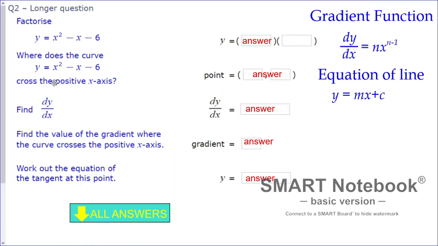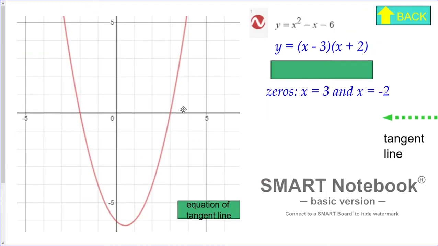Where does the curve cross the positive x-axis? Well, just as the previous question, it's going to cross the positive x-axis right here when x equals 3, because that is the 0. That's where it's going to cross the x-axis. Here is the coordinate. The coordinate is 3, 0. Okay? Let's go back.